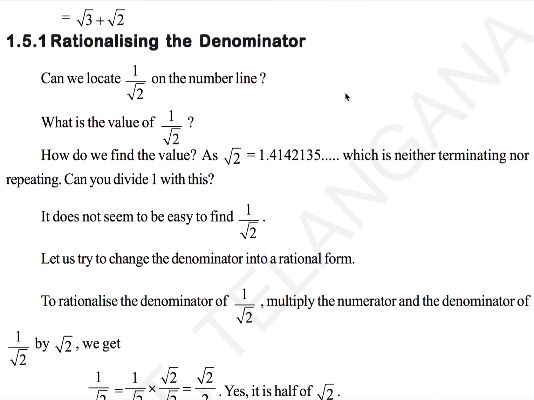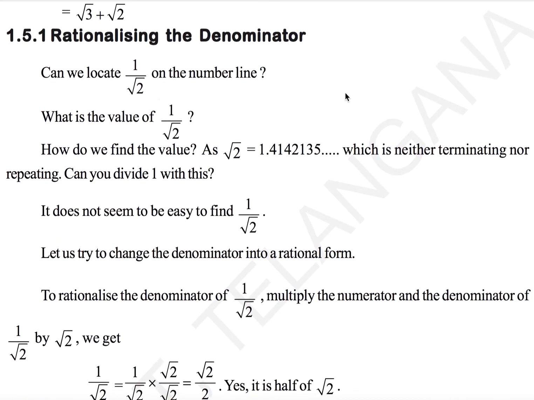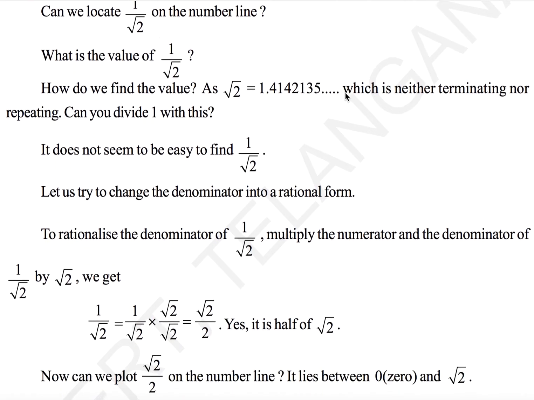Now, rationalizing the denominator. Can we locate 1 by root 2 on the number line? What is the value of 1 by root 2? How do we find the value? As root 2 is 1.4142135, which is neither terminating nor repeating, can you divide 1 with this? No, it does not seem to be easy to find 1 by root 2. Then we can do one thing. You can multiply with root 2 in the numerator and denominator, so that you can rationalize the denominator. So it becomes root 2 by 2.